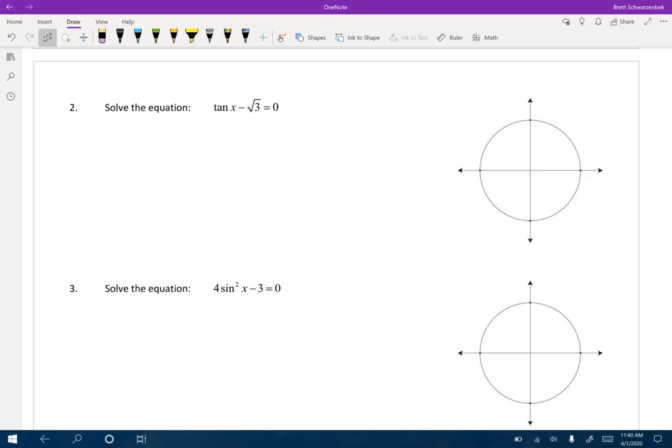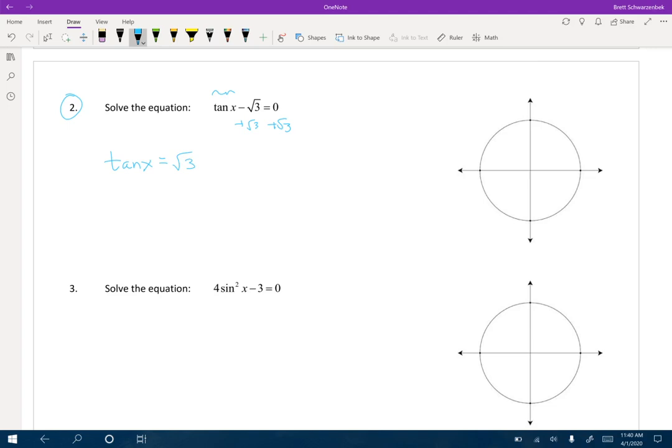So looking at 2, we need to solve the equation tangent x minus root 3 is equal to 0. So again, we need to isolate tangent x. How do we do that? Very clearly by adding root 3 to both sides. If we do that, we get tangent x equals root 3, and we officially have exactly what we need for the isolation of this problem.